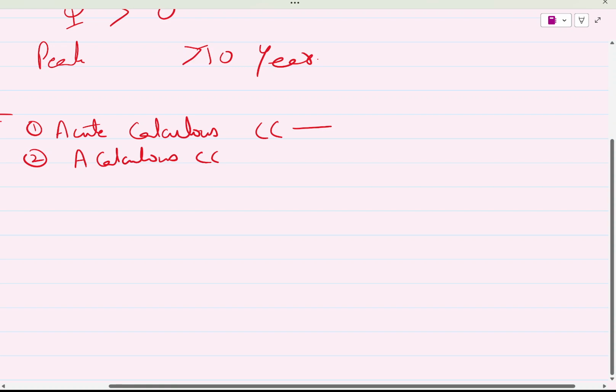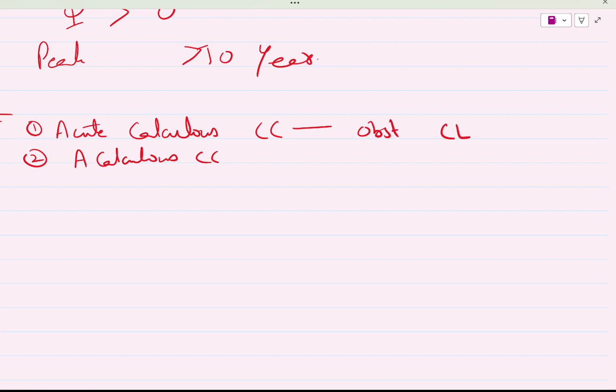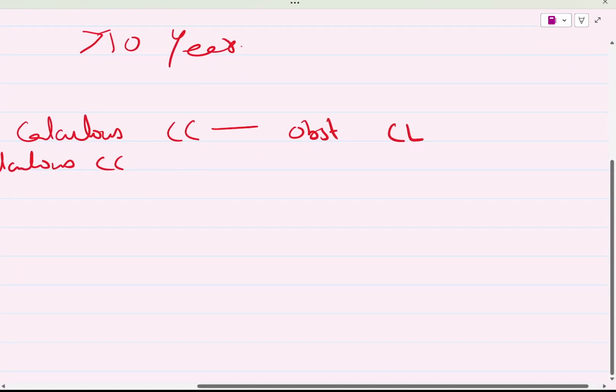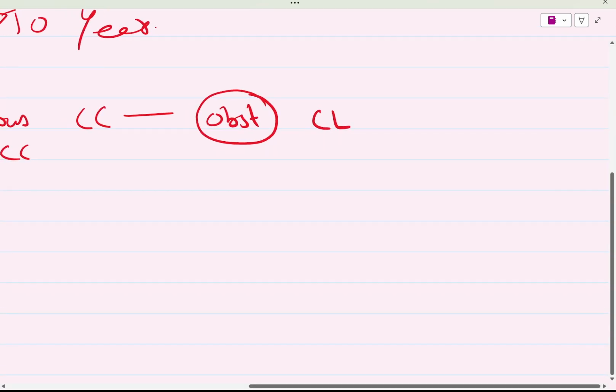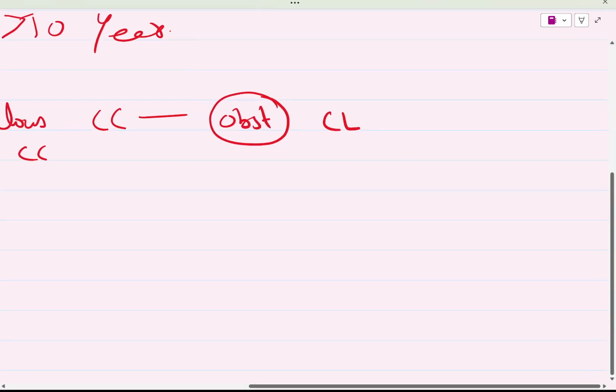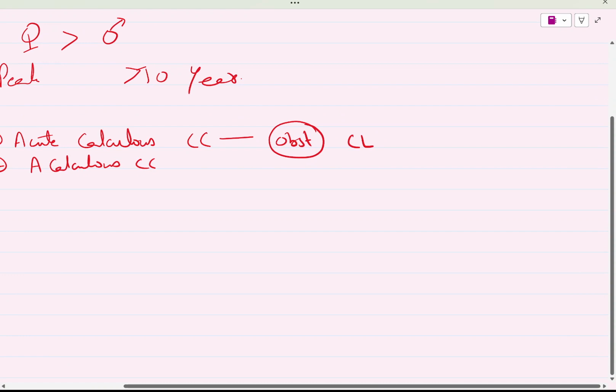So what is acute calculus cholecystitis? It is caused by obstructing cholelithiasis. If there are stones in the gallbladder presenting with obstruction, like obstruction of the neck or common bile duct, it leads to obstructive symptomatic cholelithiasis, and so to acute calculus cholecystitis.